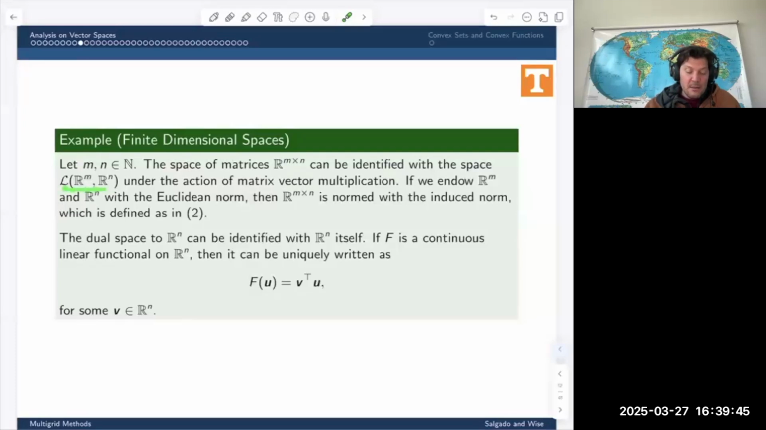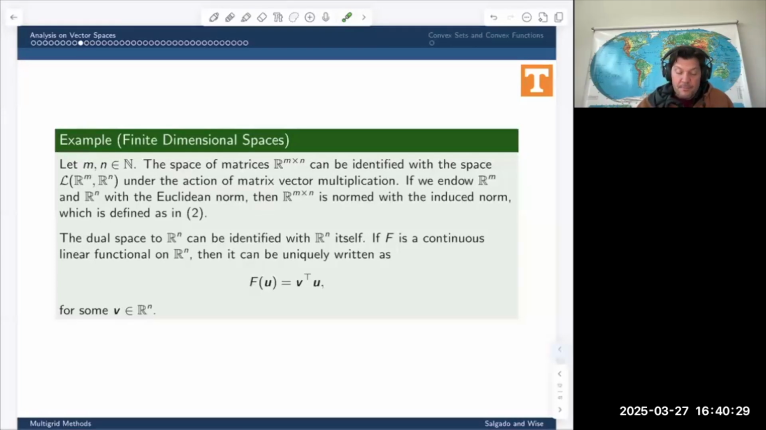So if I pull any object out of this space, then there's a way I can identify it with a matrix through a certain construction, what's called the basis construction. That's what I mean by the identification. Now, how does that matrix map vectors to other vectors? Well, it's through the action of matrix vector multiplication. Now we can endow Rm and Rn with the Euclidean norm. But we can put any norm we really want on there, so it doesn't matter.